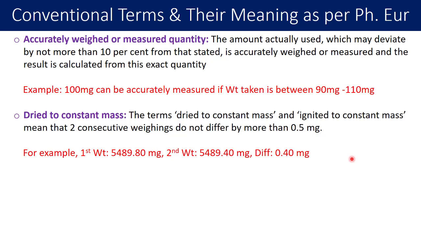So this is the way you can stop the further loss on drying process, or the ignited to constant mass, or the loss on ignition process. But for example, if the observed mass difference is more than 0.5 mg, for example 0.8 milligram, in that case you need to go for a third consecutive drying.